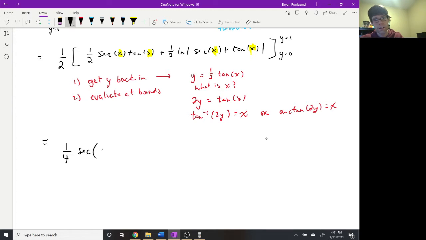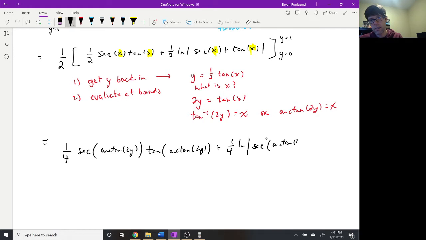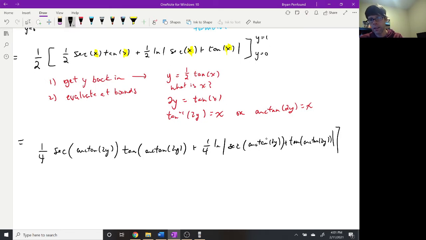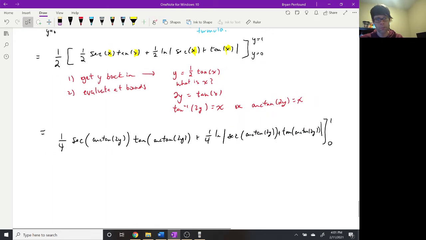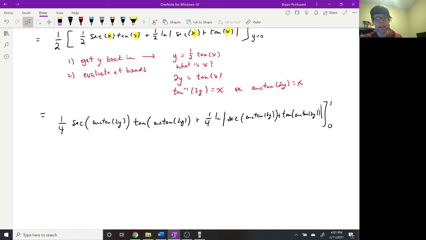secant of arctan of 2y, that's ugly, times tan of arctan 2y, plus 1/4, and we'll get logarithm of a similar story here. So secant of arctan 2y plus tan of arctan of 2y. And of course, evaluating this, now that y is back in, we're just going to evaluate this between 1 and 0. So it's kind of a nasty expression that we get here.